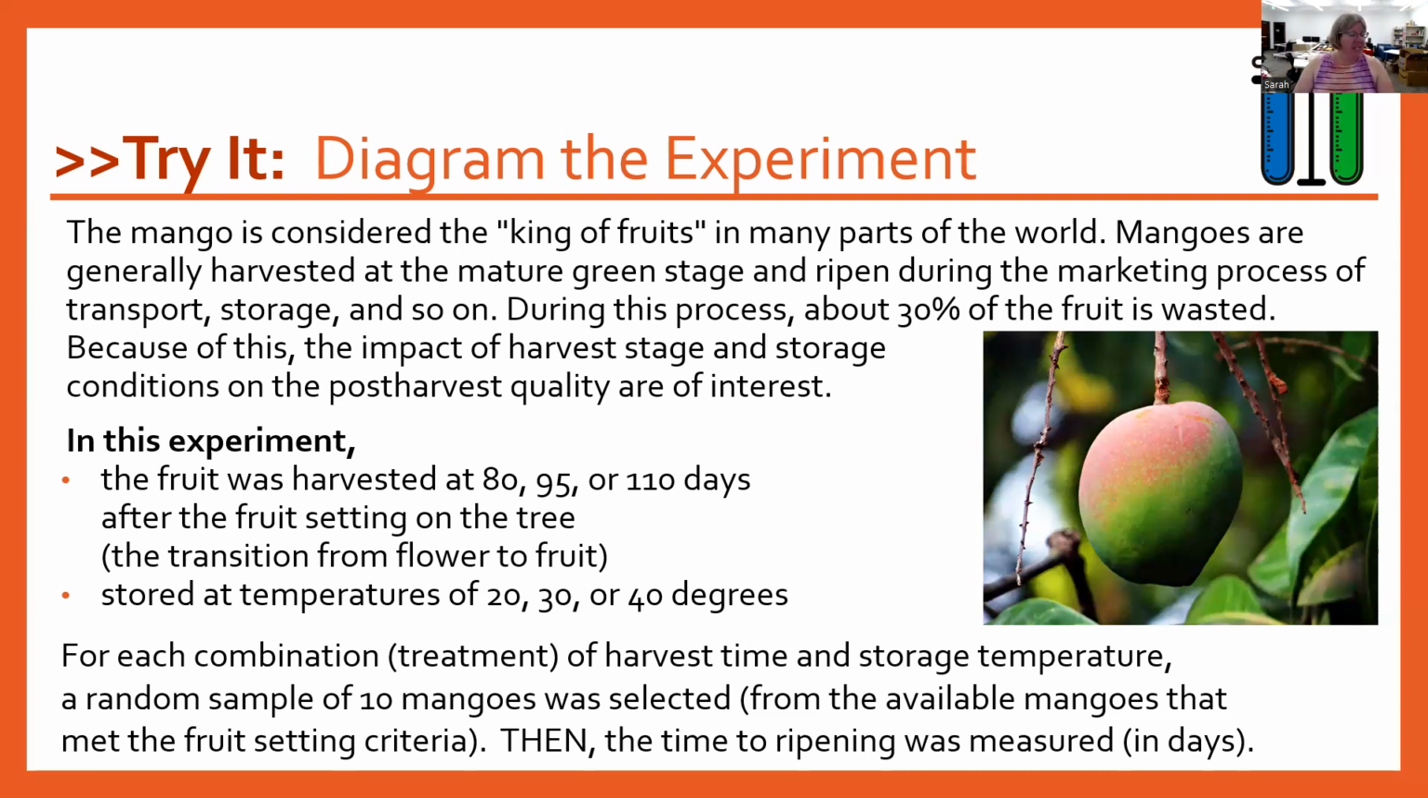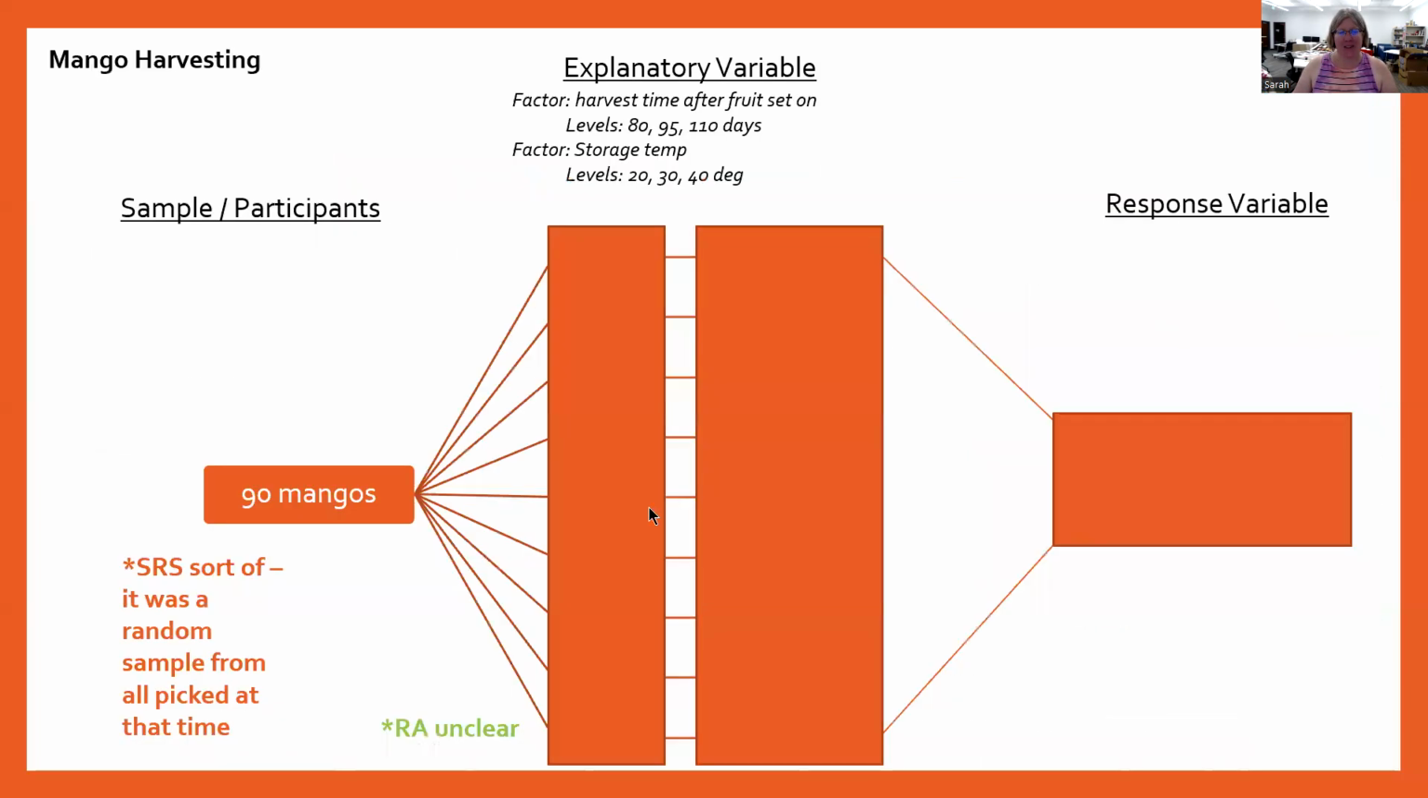All right, so let's figure out what this sample size needs to be. So the fruit was harvested at 80, 95, or 110 days. So that gives me 3 levels. And then it was stored at a temp of 20, 30, or 40 degrees. So that's also going to be 3 levels. So if I take 3 times 3, I know that I'm going to have 9 treatments total. And then if I take those 9 treatments times 10 mangoes per treatment, I'm going to start with a sample of 90 mangoes.